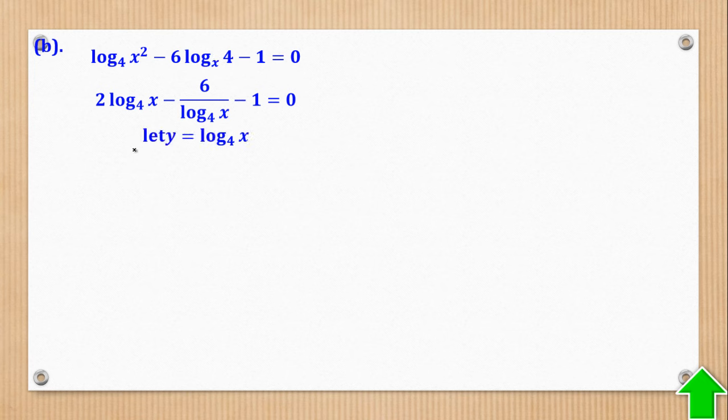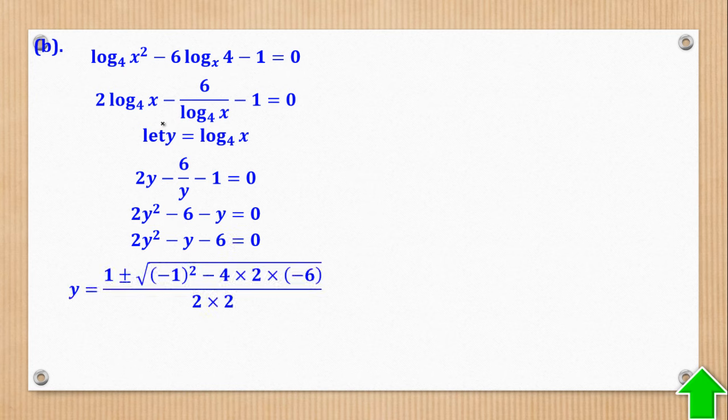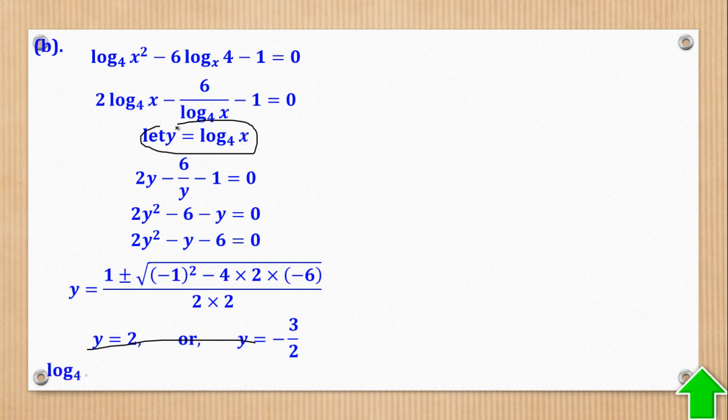Then you let y be equal to log base 4 of x, then substitute, cross multiply, multiply through by y, and you'll get a quadratic. Then solve the quadratic using the quadratic formula to get the two values of y. So for each value of y, we need to get the corresponding value of x. So you bring back the x, and where there is y, put this, from here.